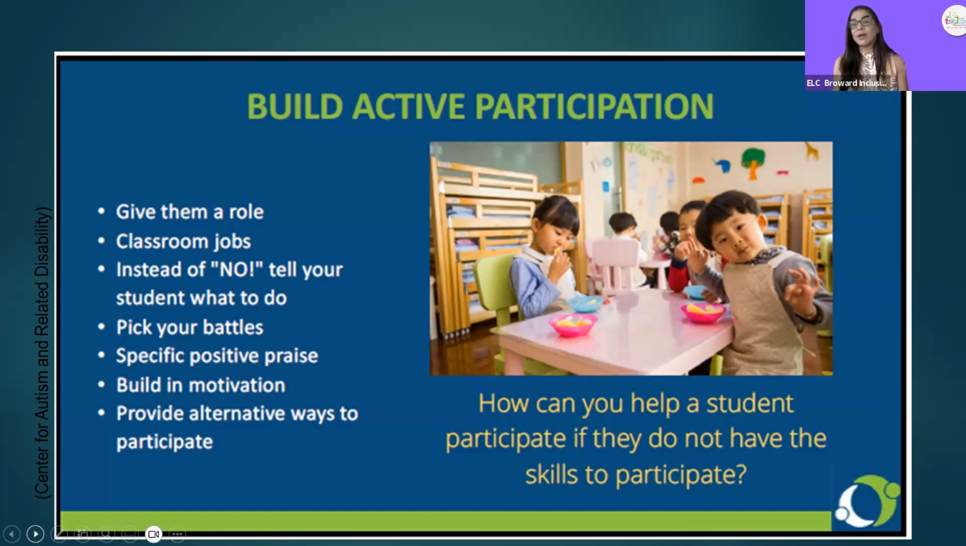And then provide alternative ways to participate, right? Maybe they don't have vocal skills, but they can draw their answer, right? Maybe they can use hand gestures. Maybe they can learn how to sign. There's so many different ways. Maybe they can use picture cards to participate in storytelling, and you give them the who said what. There's so many different ways that you can have active participation, but you definitely have to be able to think outside of the box, and just allow them that opportunity.